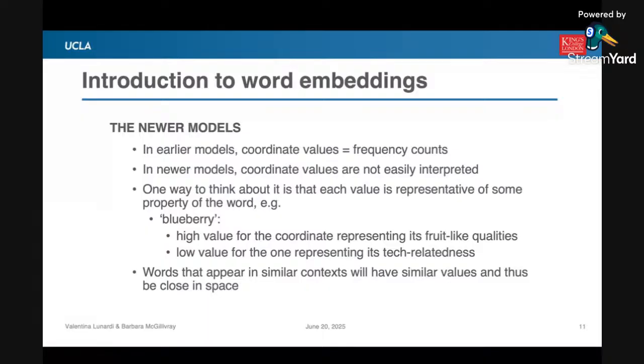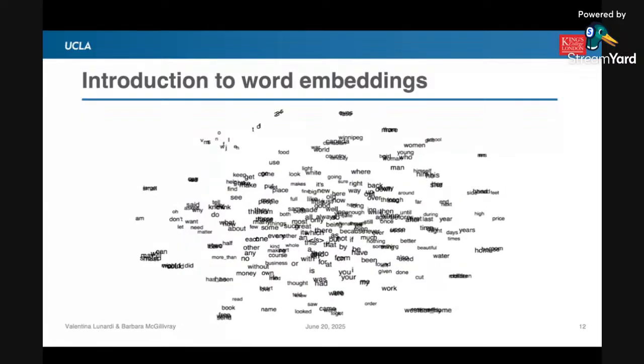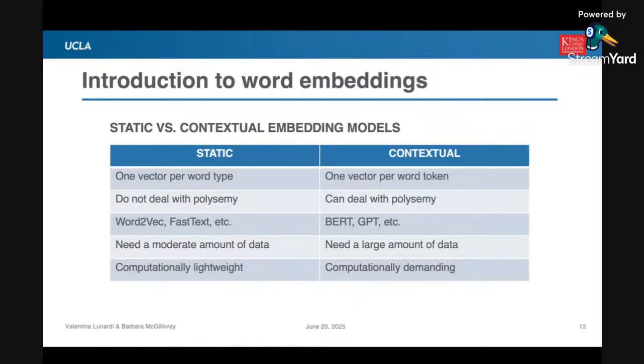What we want is for words that appear in similar contexts to have similar values and so be close in space. And this is a classic picture for the static embedding models, where you see certain words that are similar, or appear in similar contexts, being close to each other. It's limited at that. So as promised, I'll look at the two basic types of embedding models, the earlier static models and the slightly newer contextual models.